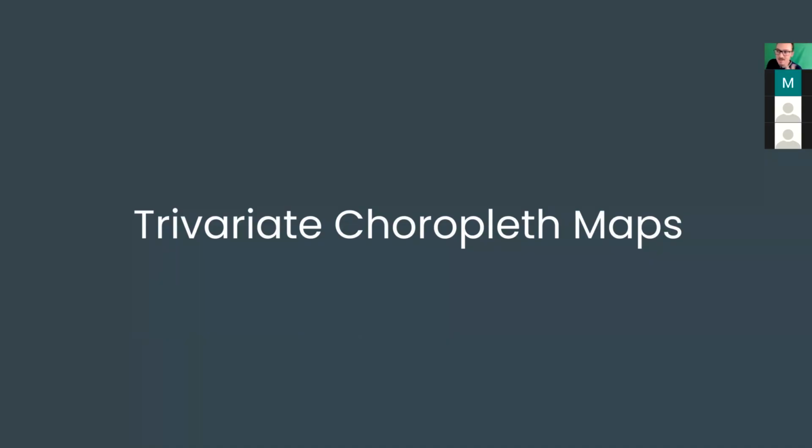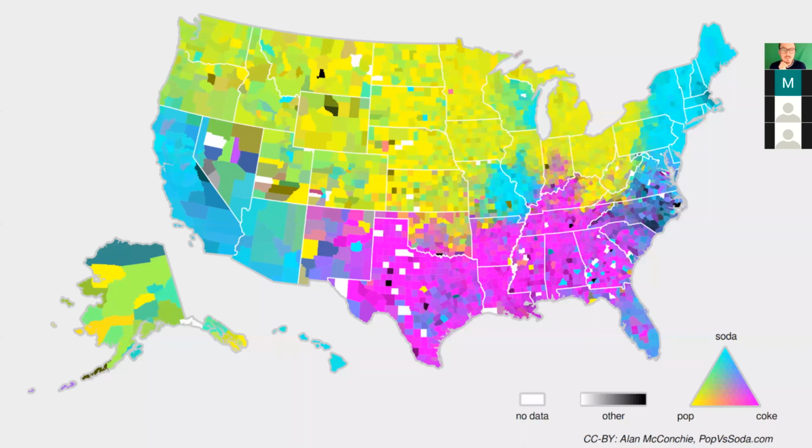And then approaching the level of dot density maps, what about 3 variables on a choropleth map? How would you do that? This is actually a thing, and it's called trivariate choropleth maps. Here's an example by Alan McConkey, who also works at Stamen. We are colleagues. This is the famous pop versus soda versus Coke map.